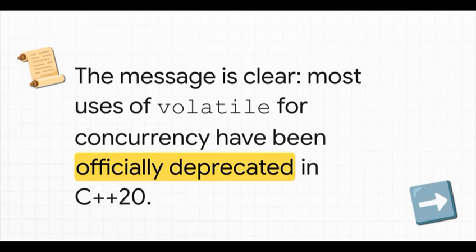And look, this isn't just a matter of best practice anymore. The C++ language standard itself is making this official. As of C++20, many of those old, incorrect ways people used volatile for multithreading are being formally deprecated. The message from the Standards Committee is loud and clear. Stop using it for this.